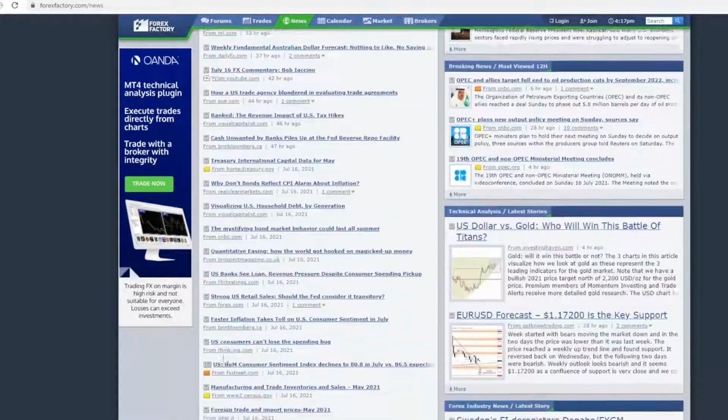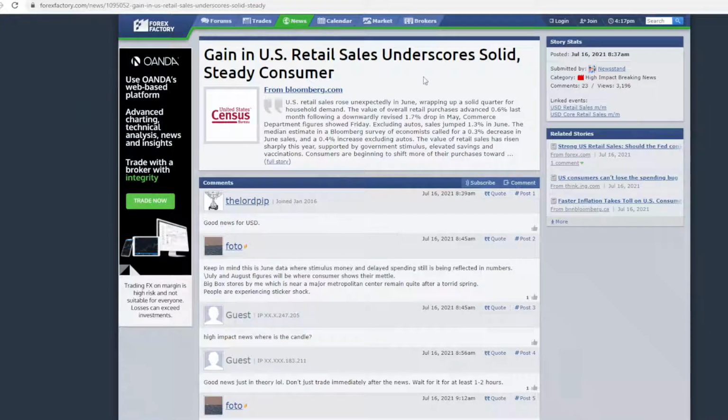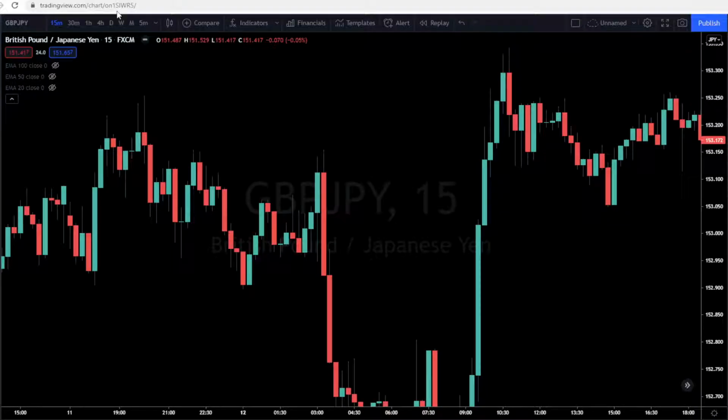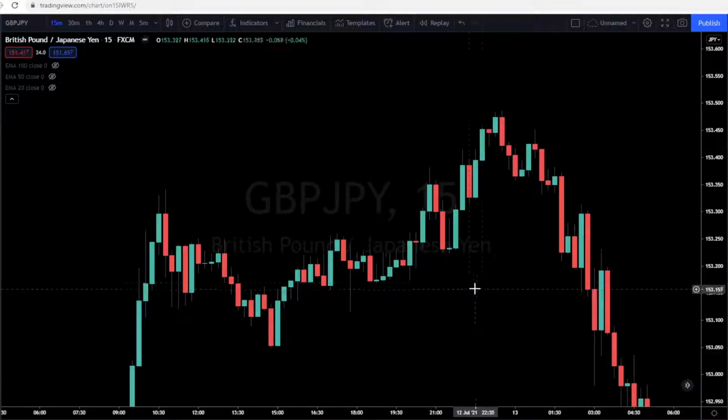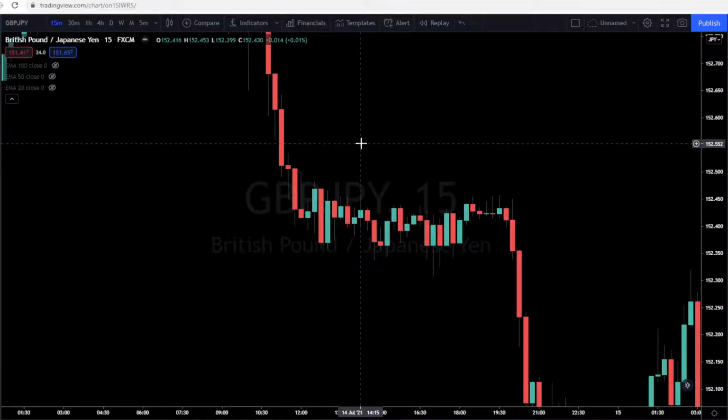Let's see if we can find a red folder down here. Okay, gain in U.S. retail sales underscores solid, steady consumer, whatever this is. You could click it and read the article on whatever it's about. It's on Bloomberg. Click it, read it. Hopefully you're a fast reader, but yeah, that's just something to be aware of.